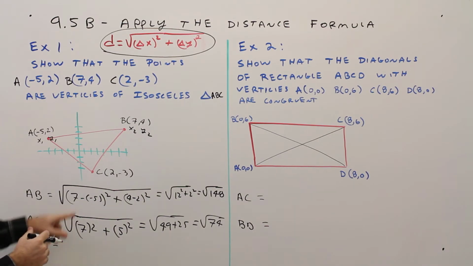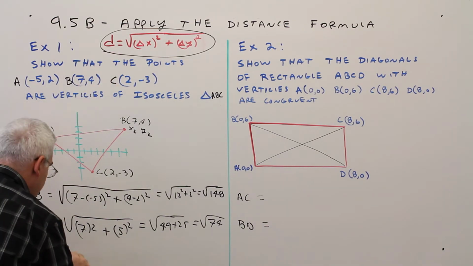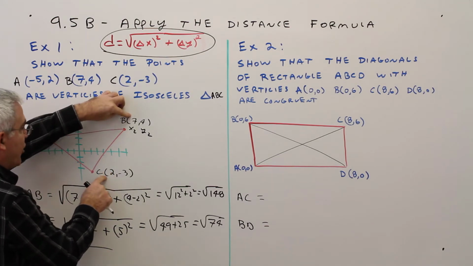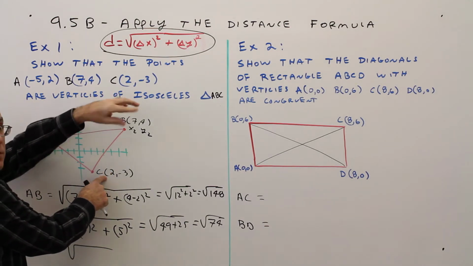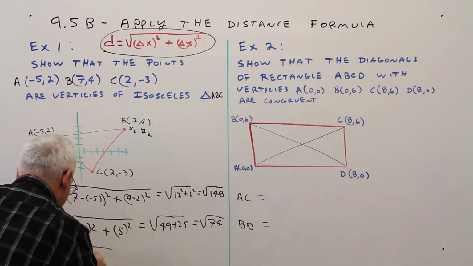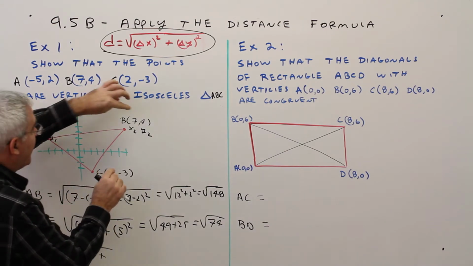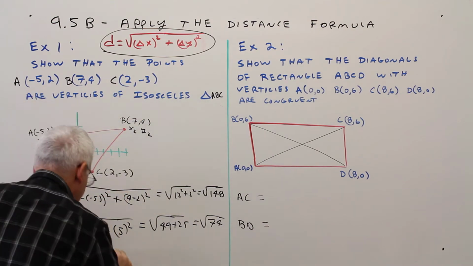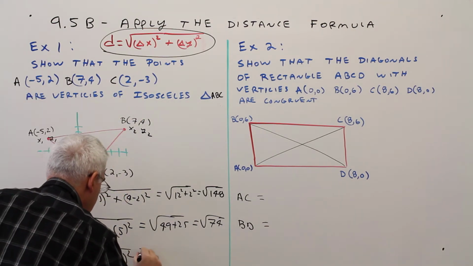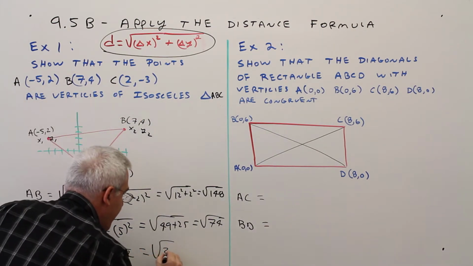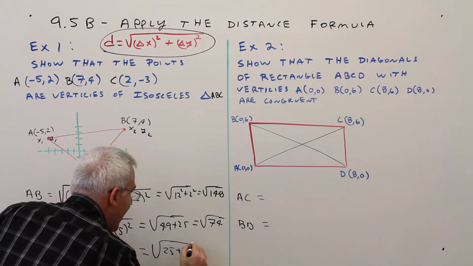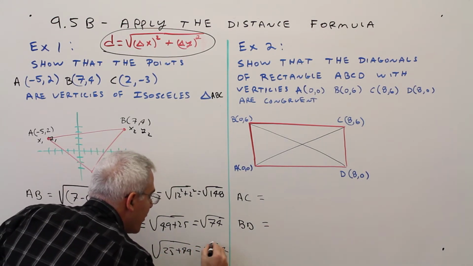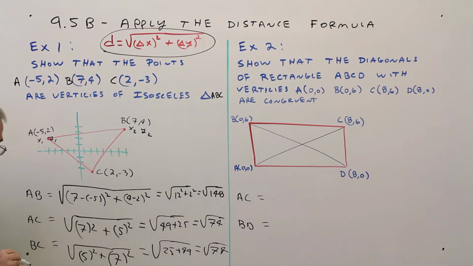Now from B to C, again, I'm going to use this formula here. So from B to C, the change in the x values is just 5. So it's going to be 5 squared plus the change in the y values, that's going to be 7. So 7 squared. So it's going to be the square root of 25 plus 49, which will be the square root of 74.